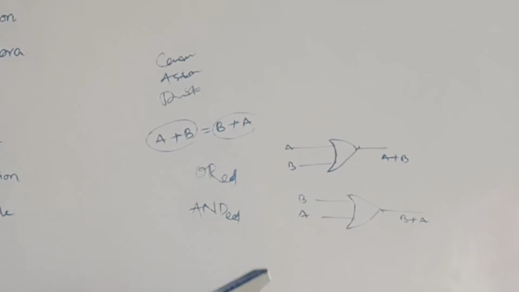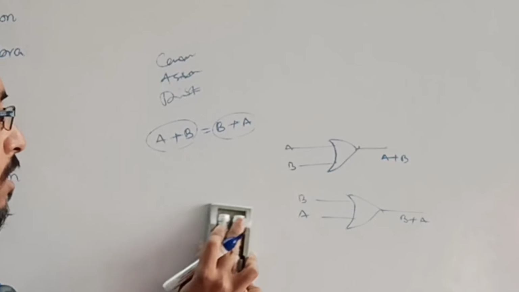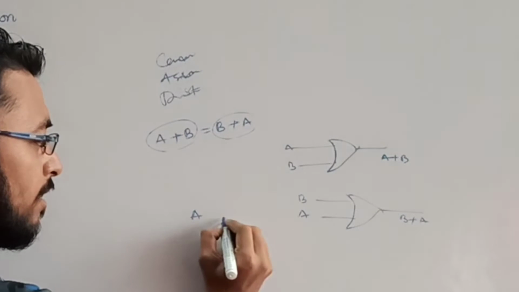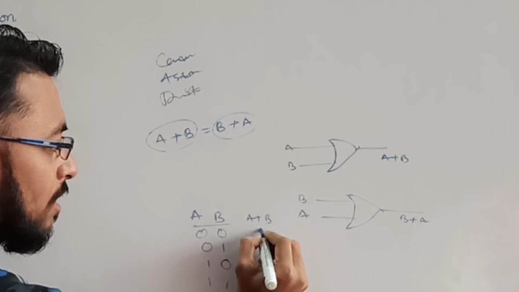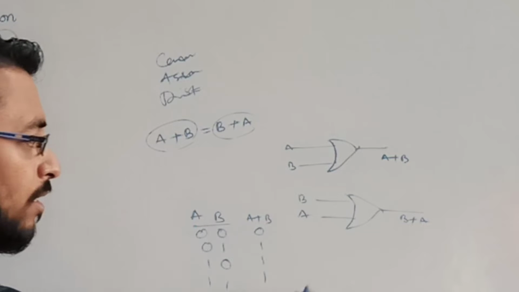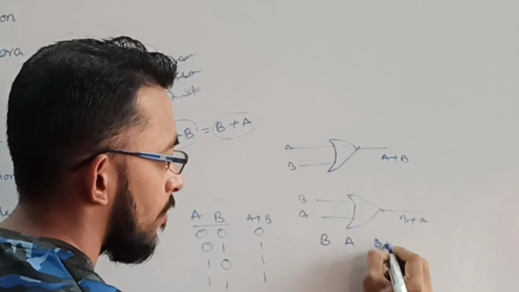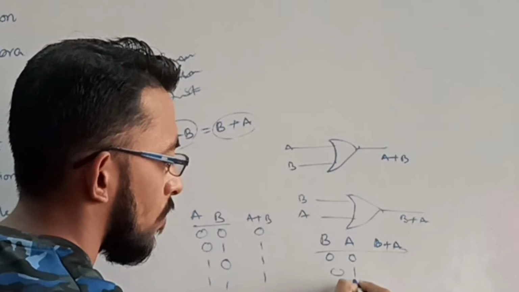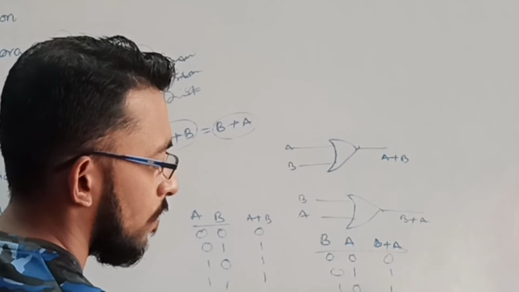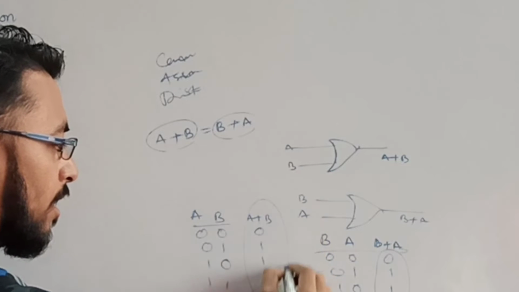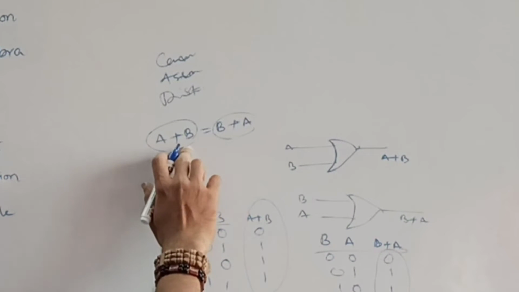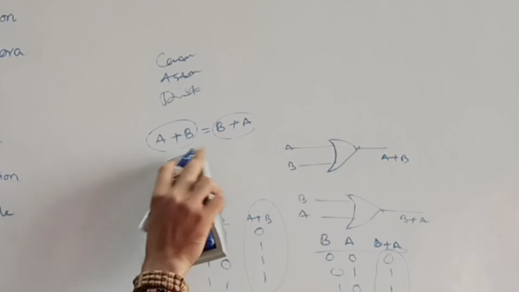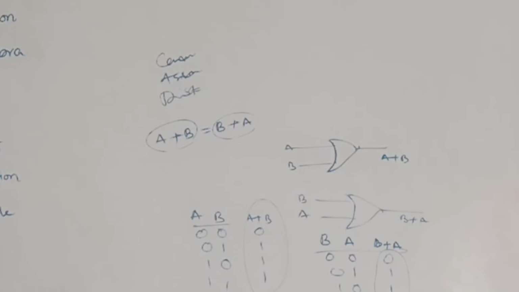So how can we come to know whether these two are equal or not? You can draw the truth table. This is A, B: 0 0, 0 1, 1 0, 1 1. This is A plus B: 0, 1, 1, 1. Now this is B, this is A, this is B plus A: 0 0, 0 1, 1 0, 1 1, giving 0, 1, 1, 1. So you can see the outputs of these two are the same. This is the commutative rule for Boolean addition, that A plus B is nothing but B plus A. My order does not matter in the OR operation.